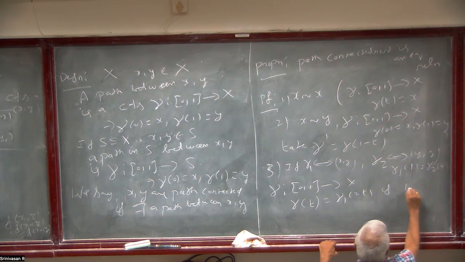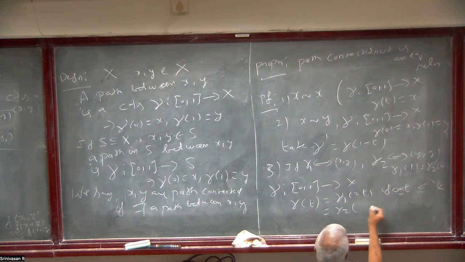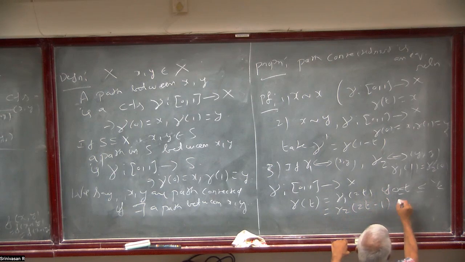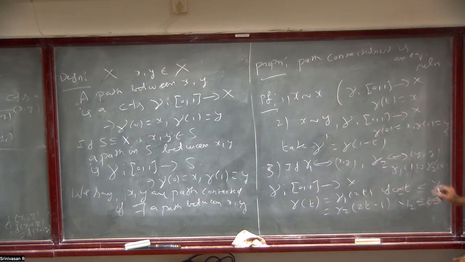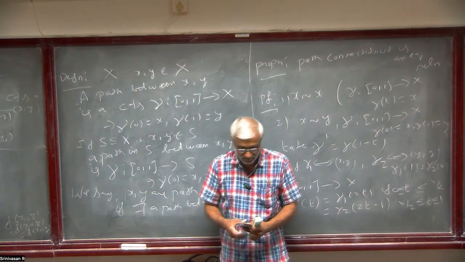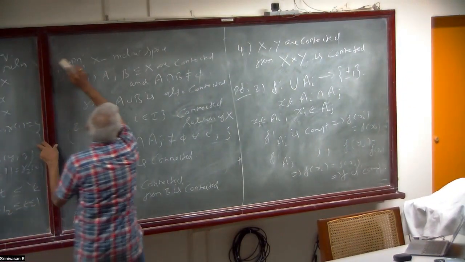Gamma of t is gamma 1 of 2t if t is between 0 and half, and equal to gamma 2 of 2t minus 1 if t is between half and 1. That's all. This gives a path between X and Z. So this is an equivalence relation.